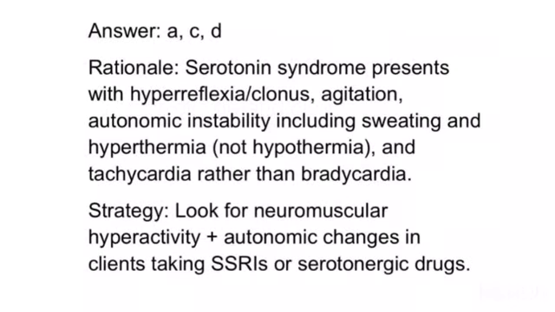Rationale: serotonin syndrome presents with hyperreflexia and clonus, agitation, autonomic instability including sweating and hyperthermia, not hypothermia, and tachycardia rather than bradycardia. Strategy: look for neuromuscular hyperactivity plus autonomic changes in clients taking SSRIs or serotonergic drugs.